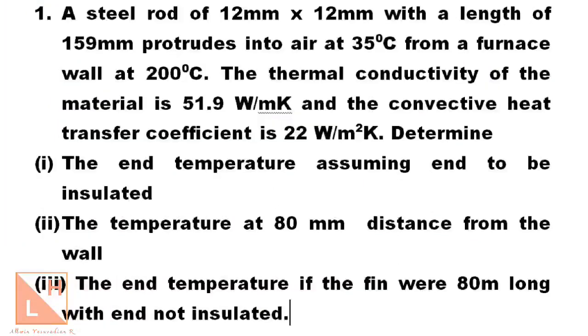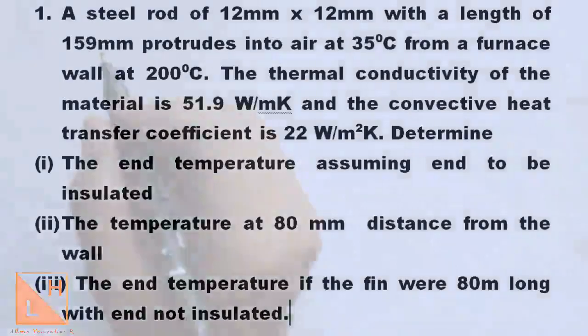Now let us look into a problem to understand this concept in a much better way. So we have a steel rod of 12 by 12 mm, length 159, protrudes into air at 35 degrees Celsius. The furnace wall temperature is given, the thermal conductivity is given, and the convective heat transfer coefficient is given. So we have 3 sub questions. We'll look into them one by one.